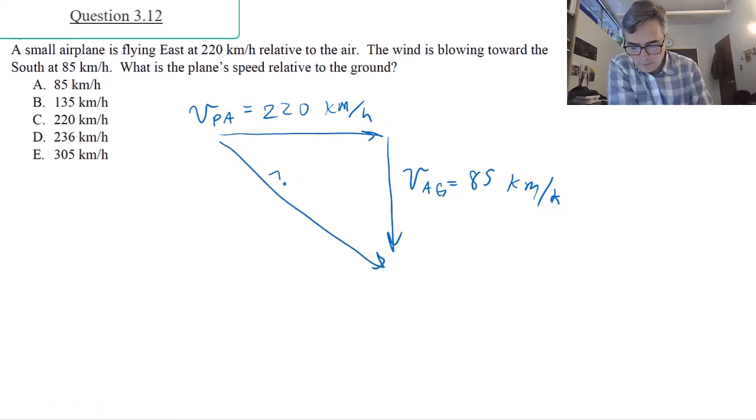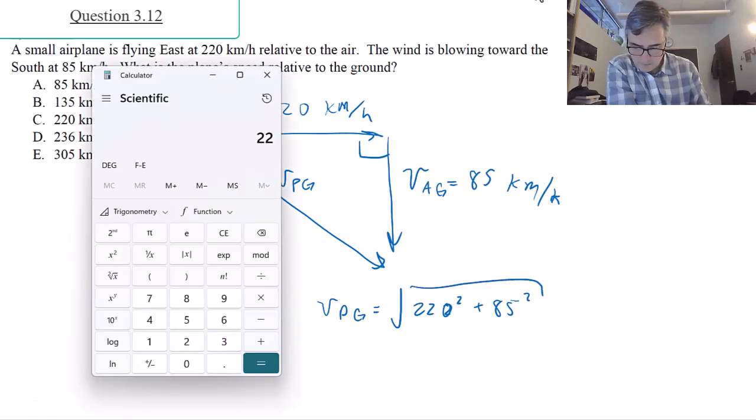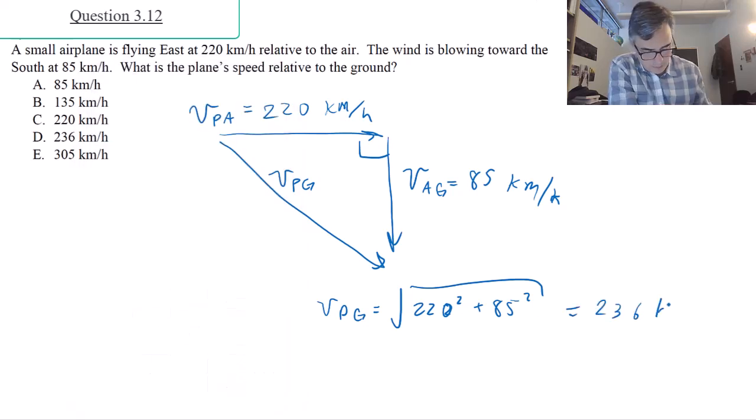So this will be the velocity of the plane relative to the ground. And I think I'll just use the Pythagorean theorem since these are at right angles. 220 squared plus 85 squared to get that speed. Take the square root of that, and you get 236 kilometers per hour, which is D.